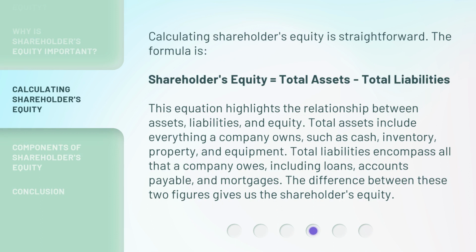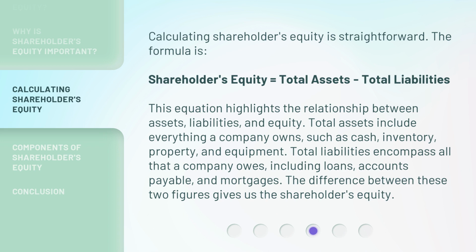Calculating shareholders' equity is straightforward. The formula is: shareholders' equity equals total assets minus total liabilities. This equation highlights the relationship between assets, liabilities, and equity.